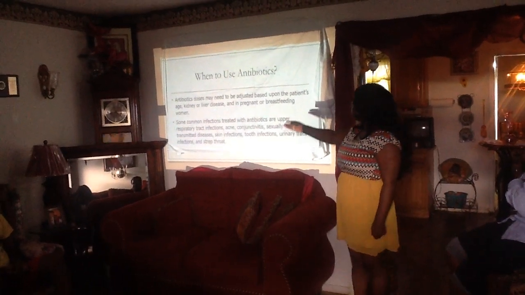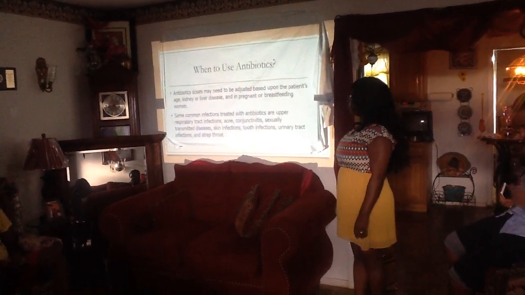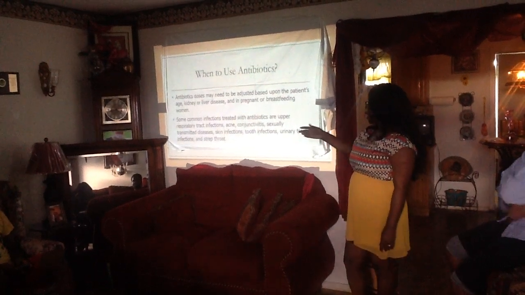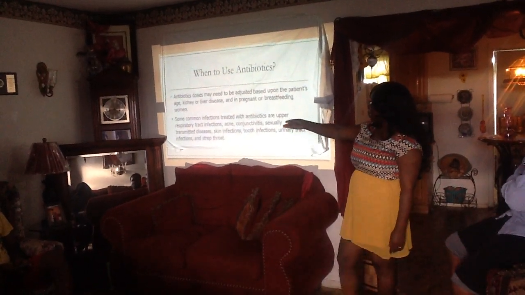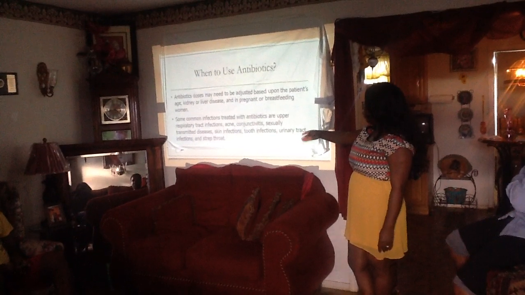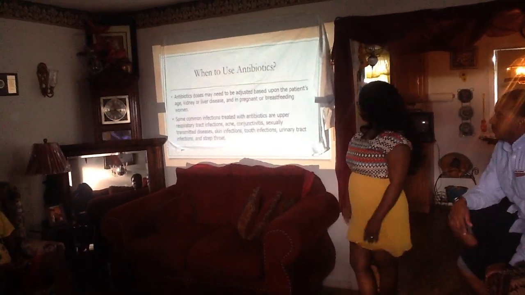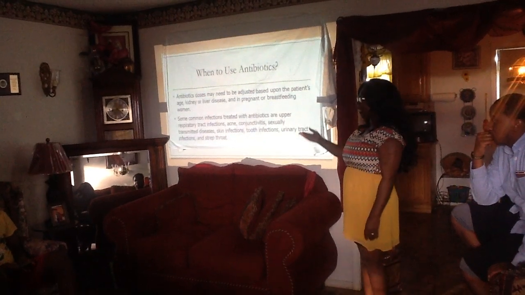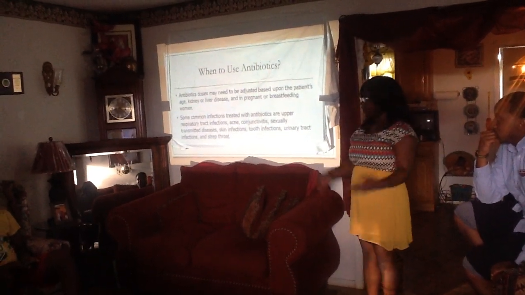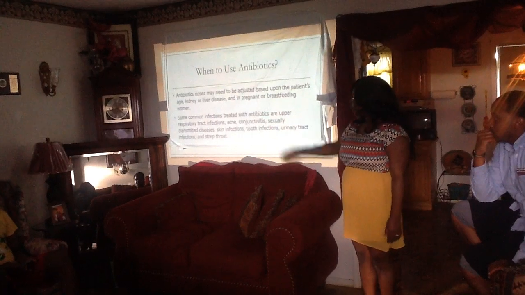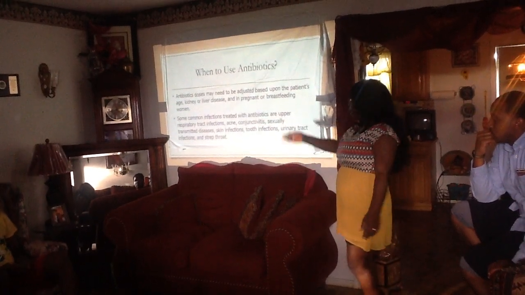Some common infections treated with antibiotics are upper respiratory tract infection, acne, conjunctivitis, STDs, skin infection, and tooth infection. Many of us go to the dentist for a tooth infection, and they give us antibiotics before they do any kind of surgery. Urinary tract infection, I see a lot of older people come in with that. And strep throat.